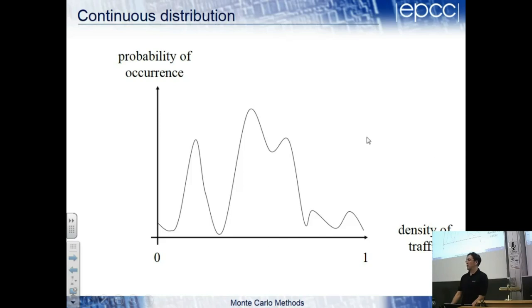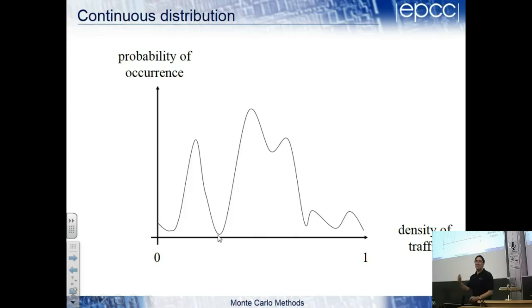What's the average over this probability distribution? I have to do lots of simulations at each probability distribution to compute the velocity which corresponds to that density of traffic, and add them all together at the end. Okay. The problem I have is that if I do a simulation here, there's almost no point doing that. What's the point in doing a simulation at this density of traffic?